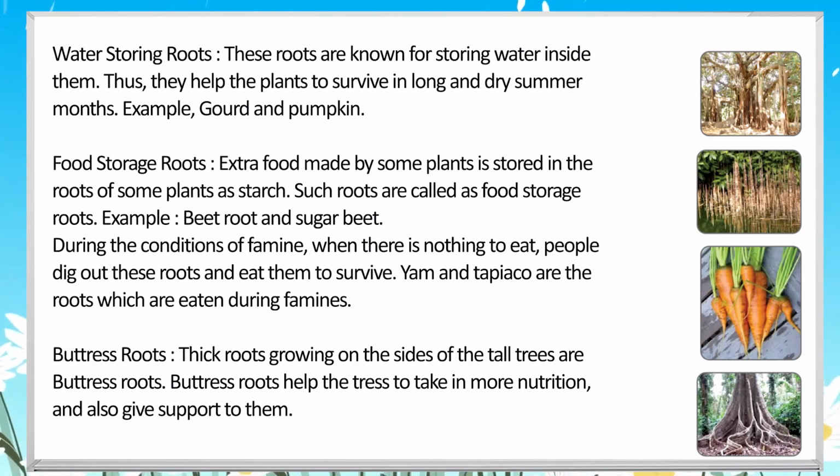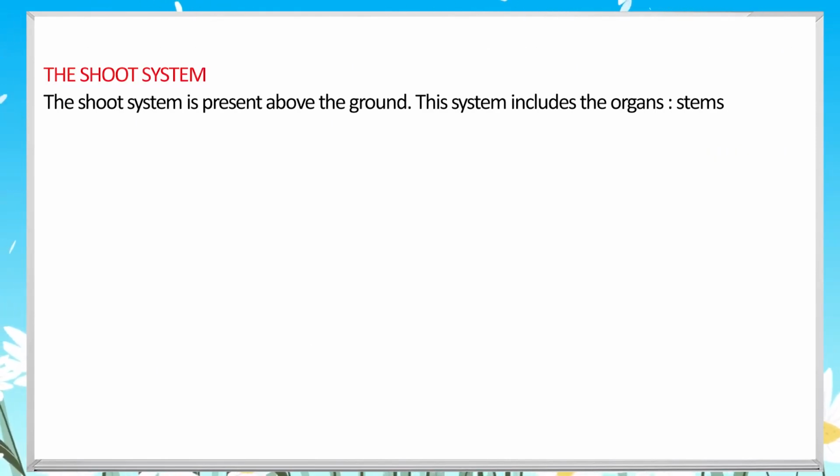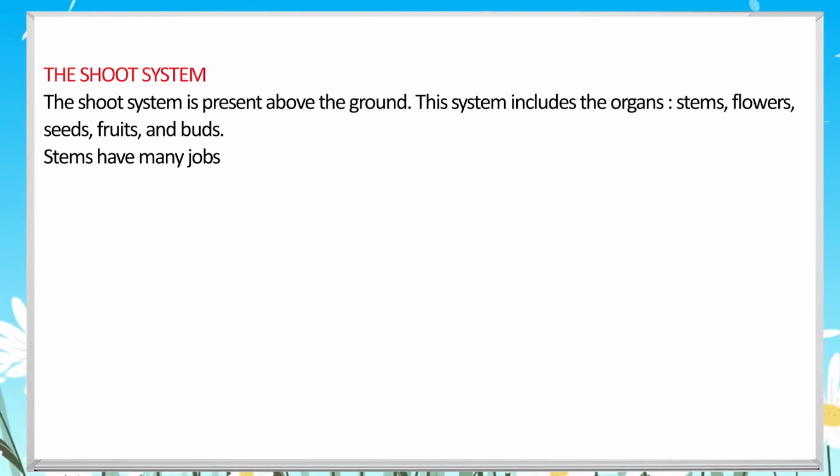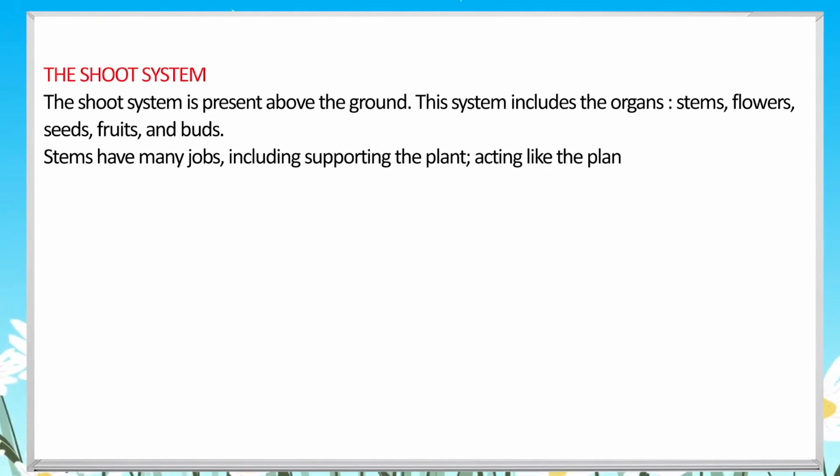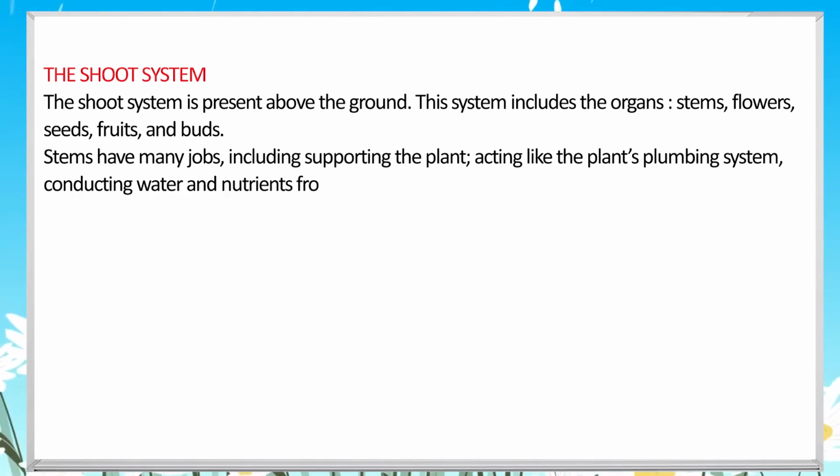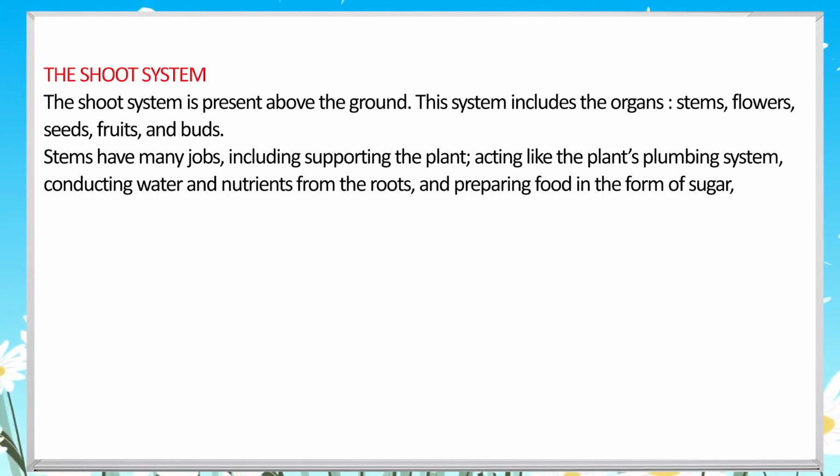Buttress roots. Thick roots growing on the sides of the tall trees are buttress roots. Buttress roots help the trees to take in more nutrition and also give support to them. The shoot system. The shoot system is present above the ground. This system includes the organs: stems, flowers, seeds, fruits, and buds.